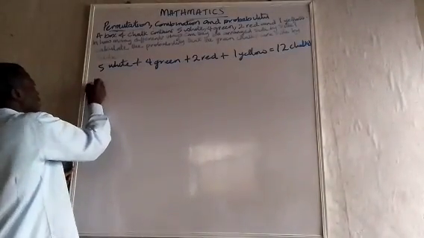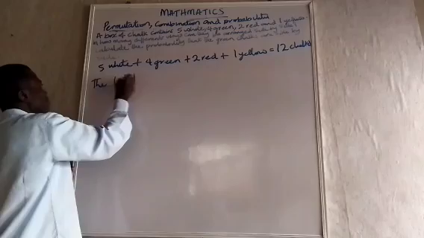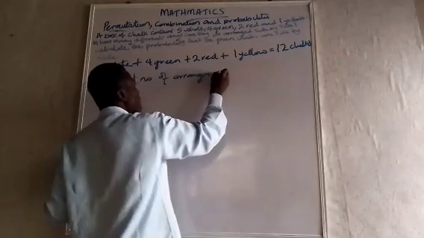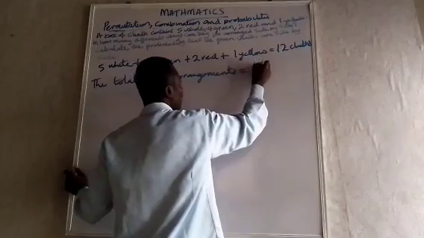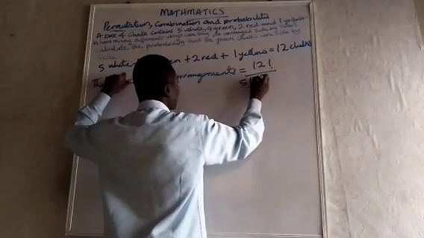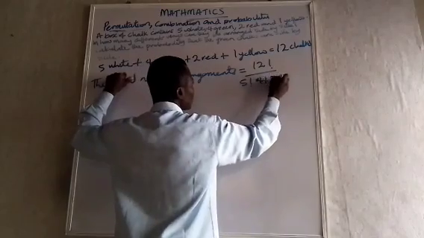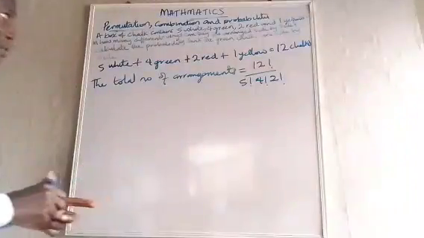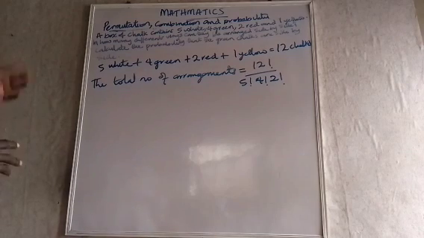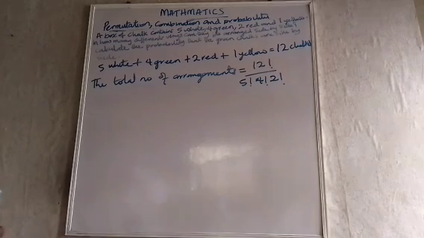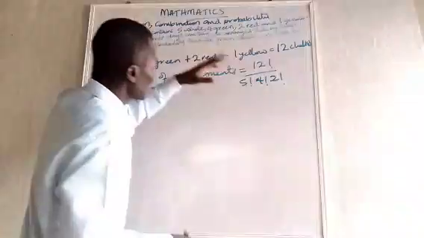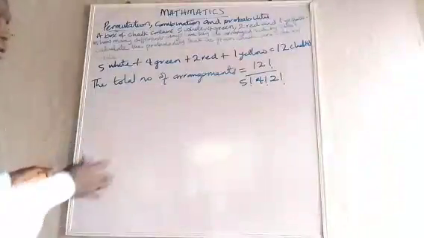You can now say that the total number of arrangements will be equal to 12 factorial divided by 5 factorial times 4 factorial times 2 factorial. That is the total possible arrangement because we have similar chalks by color there. Now the second part says that you calculate the probability that the green chalks are side by side. That is, they are all together.